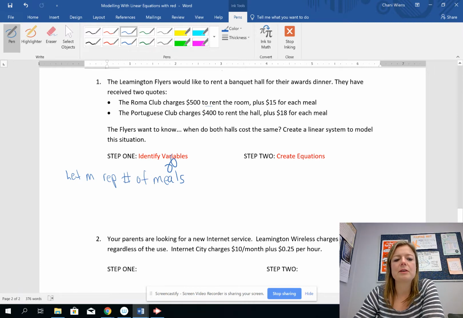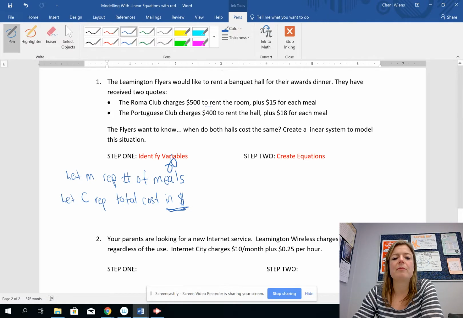Our other thing that we don't know is the total cost. So we're going to say let C represent total cost in dollars. Sometimes cost can be in cents, usually it's in dollars, but we should say the unit that we want. Notice too that my independent variable is with a lowercase and my dependent variable is with an uppercase. That's pretty common in word problems.